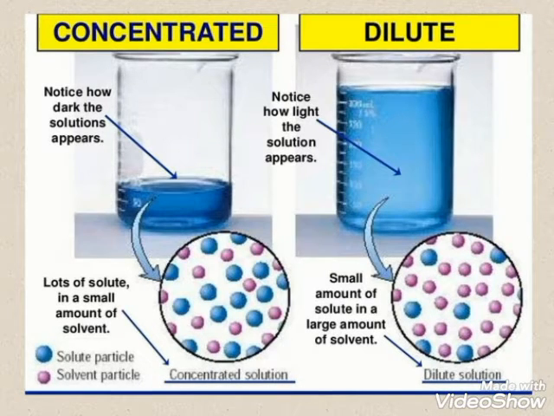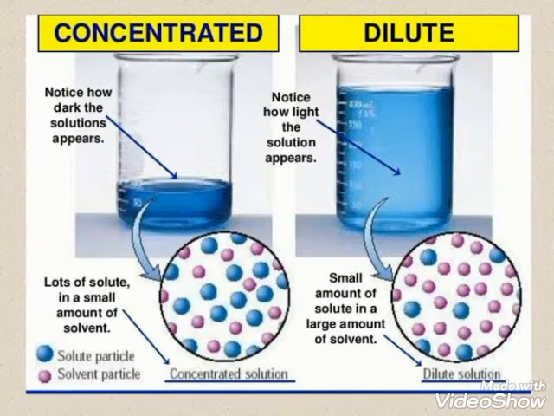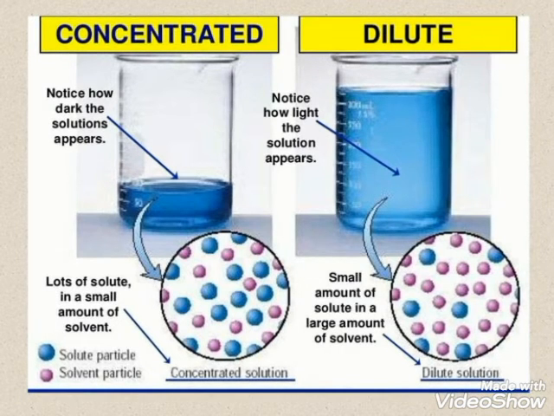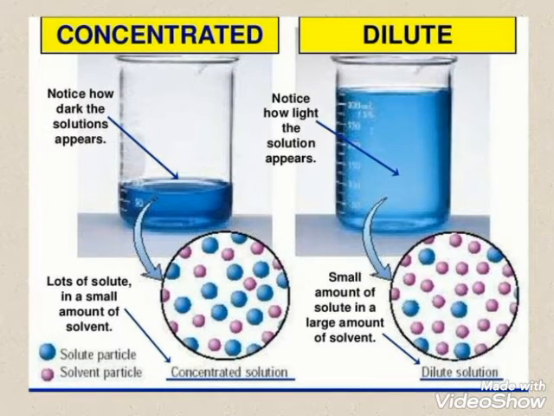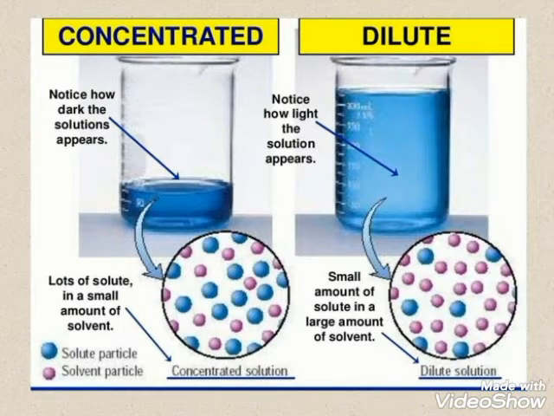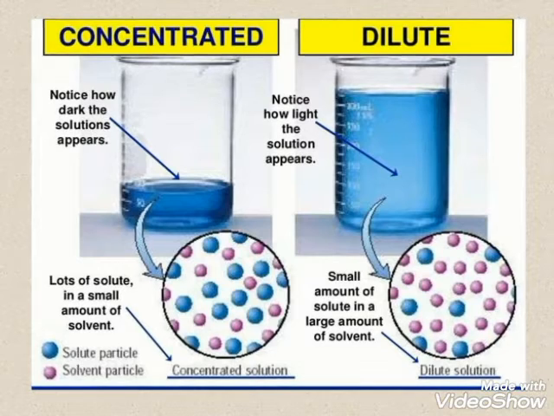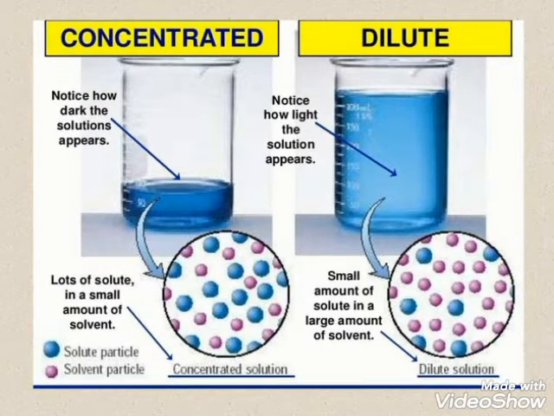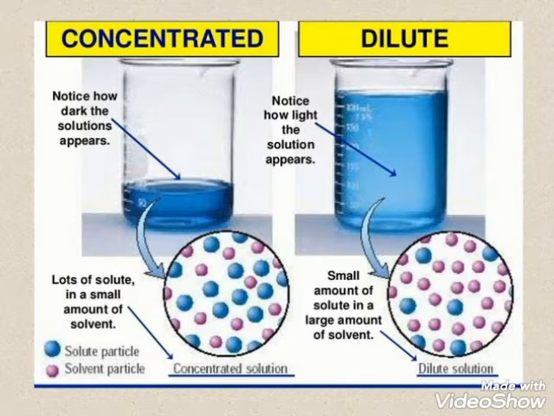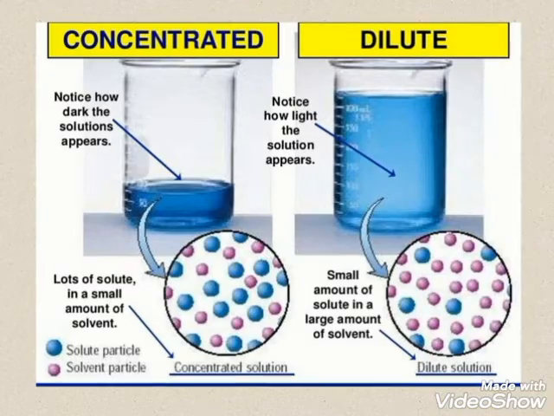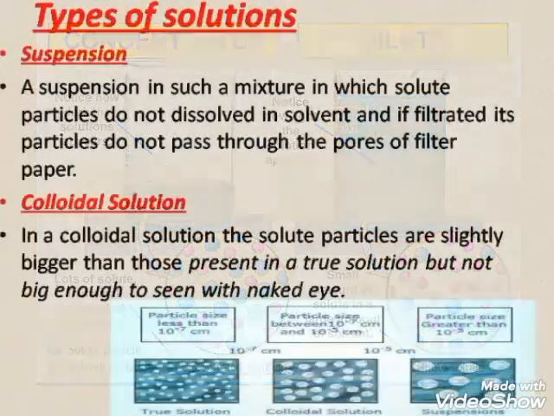Let us take the example of copper sulfate. If we take the same amount of copper sulfate but decrease or increase the volume of the solvent, then we get a concentrated or a dilute solution. In the first diagram, the same amount of copper sulfate added to a little volume of solvent gives a very dark, dark blue solution, whereas when I add more water to it, it becomes less blue.